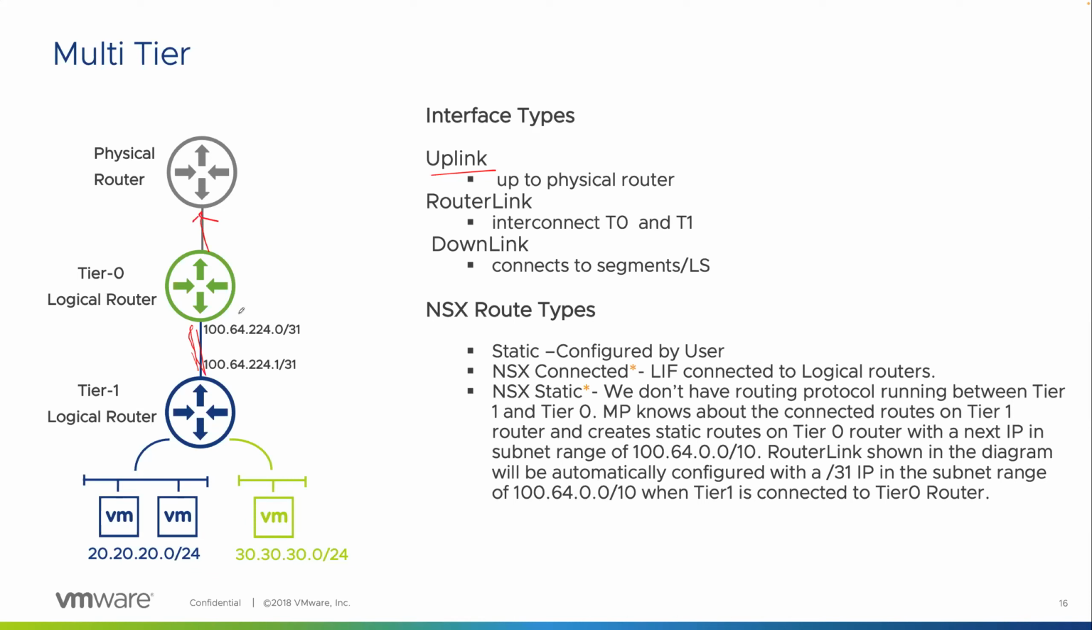For a router, no matter whether it is T1 or T0, there's a routing table. There are some route types, for example static or directly connected, and also some dynamic ones, OSPF learned or BGP learned. That's pretty much the same as physical routers.